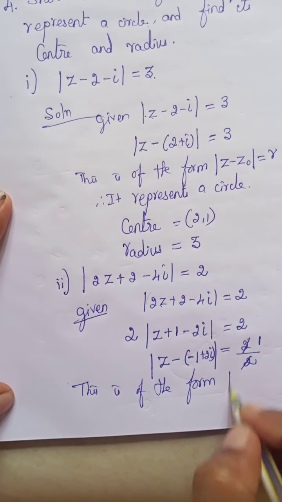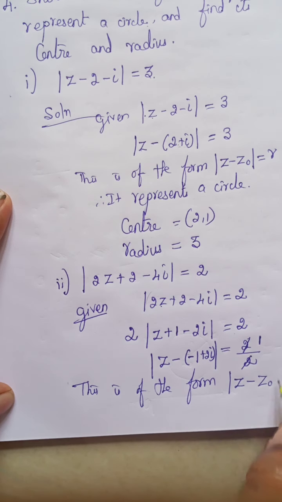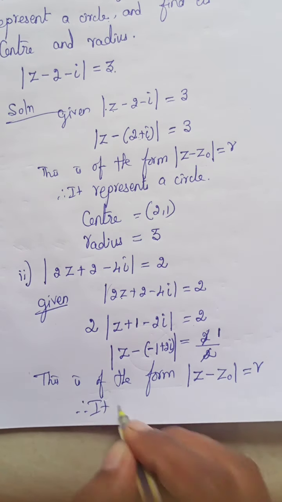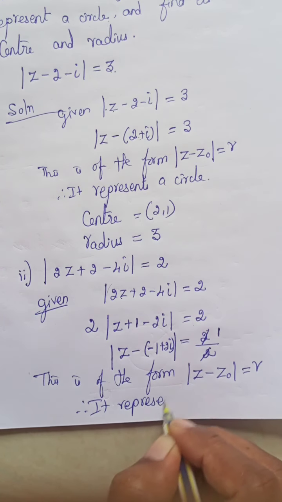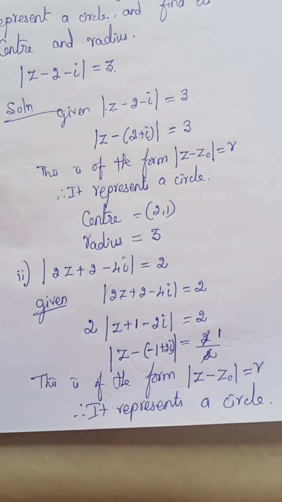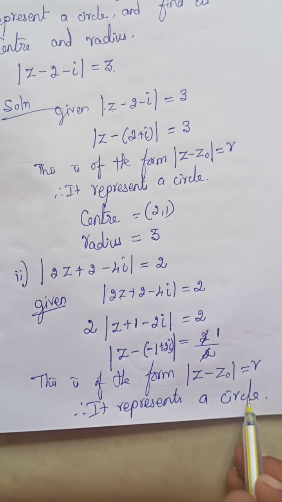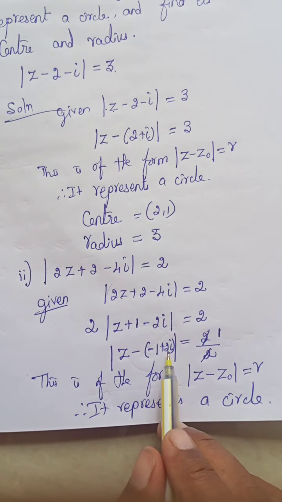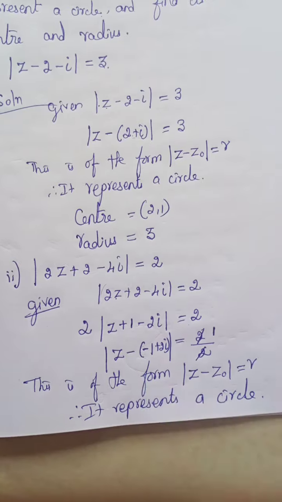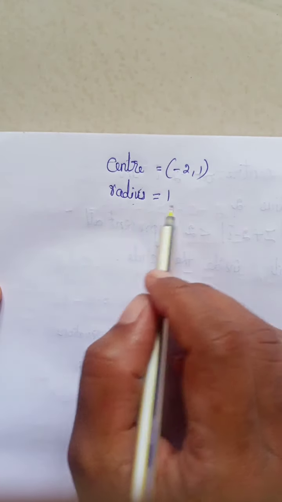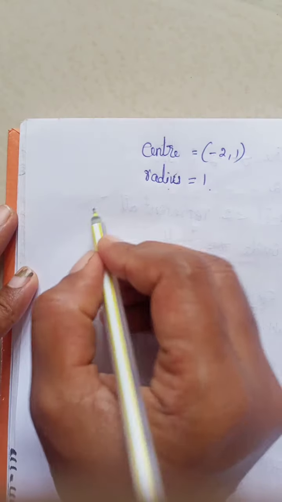Now you can write this is of the form modulus z minus z0 equal to R. Therefore, it represents a circle. Is that clear? Now, we have to write the center. Center minus 1 comma plus 2, isn't it? Minus 1 comma 2 and radius is equal to 1.